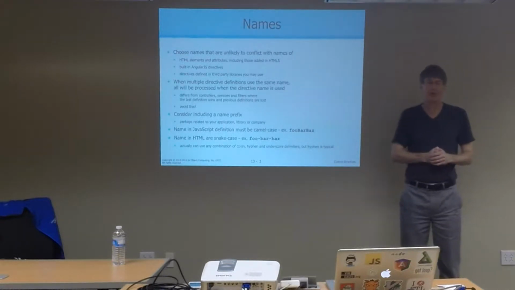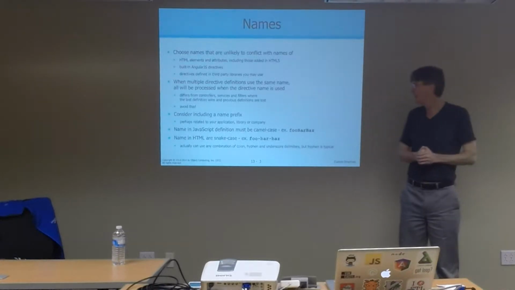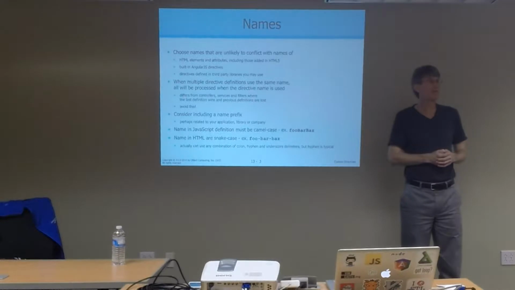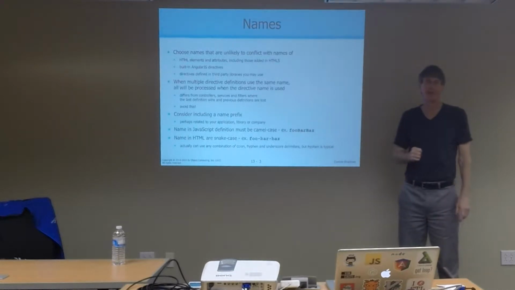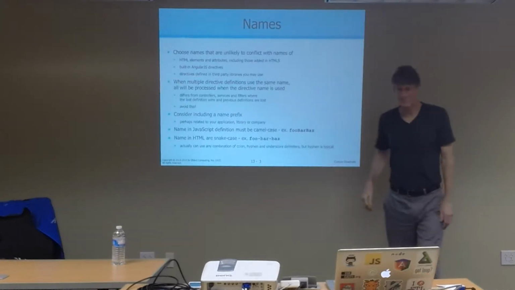One thing that people find really confusing about directives, and there was a request on the mailing list recently to see if we could change this, is this idea that when you write your directive, you have to give it a name that is camel case, and then when you use it in HTML, it has to be a snake case name. Nobody from the Angular team replied to that request, so I assume they have no intention of changing this rule.